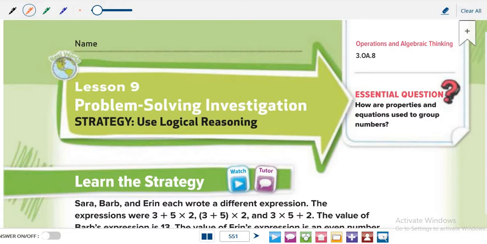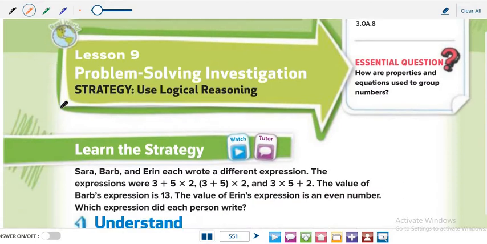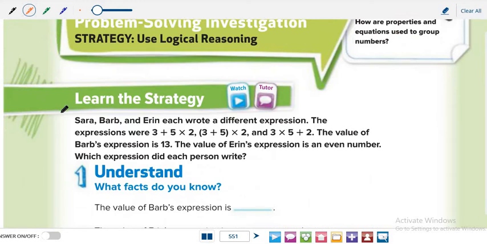Our lesson today is problem solving investigation. Through this lesson, we are going to learn a new strategy, which is use logical reasoning. Let's start with the first example.